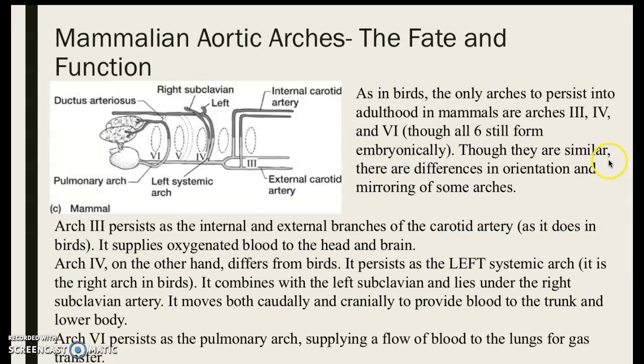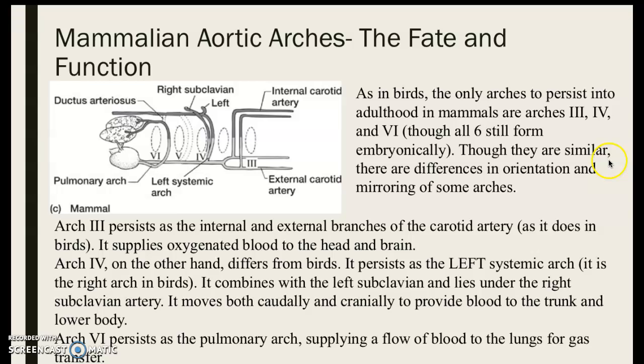Mammalian aortic arches for the fate and function are very similar to the birds. As in birds, the only arches to persist in adulthood in the mammals are arches 3, 4, and 6, although all 6, as the birds did, still form embryonically. They are similar to the birds, but there are differences in orientation and the mirroring of some arches. Arch 3, right here, persists as the internal and external branches of the carotid artery, as it does in birds, and it supplies oxygenated blood to the head and brain.